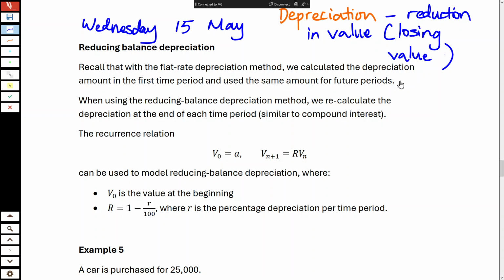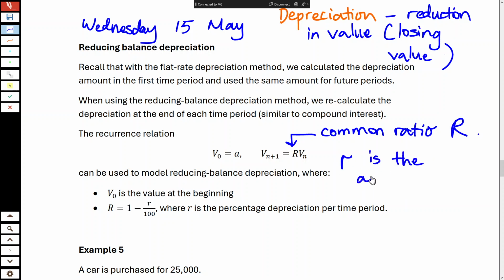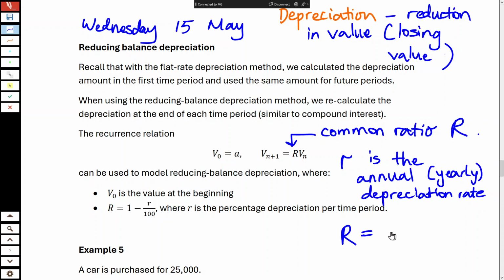When I was away, we modeled depreciation using an arithmetic sequence. Today, we are using a geometric sequence. So here's our common ratio, capital R again. And this time, if lowercase r is the annual, so that means yearly, depreciation rate, we are going to define capital R equals 1 minus lowercase r over 100.